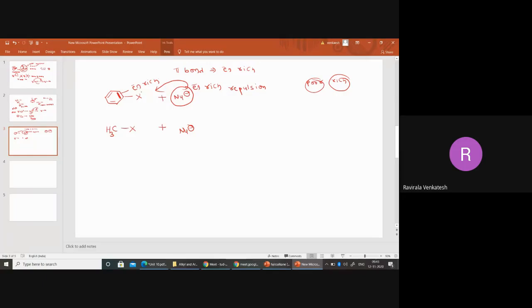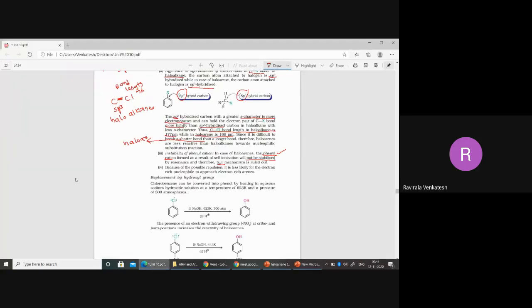Similarly, what happens? Both are electron rich. So definitely repulsions will generate. So the reaction takes place very slowly. Whenever repulsions are taking place, the reaction cannot take place normally. Naturally, the reaction could not take place. So we have to supply some energy for this. So this is the last reason. Because of the repulsions.